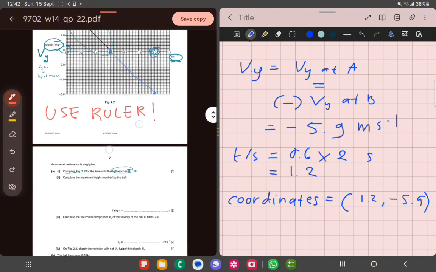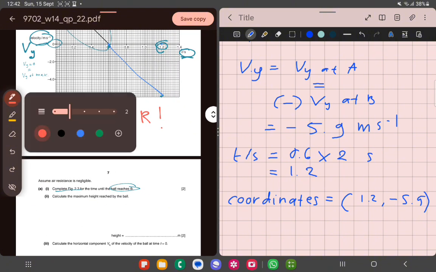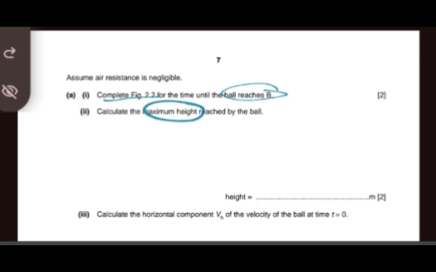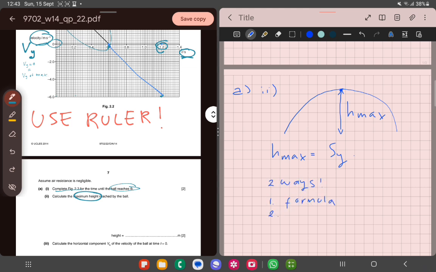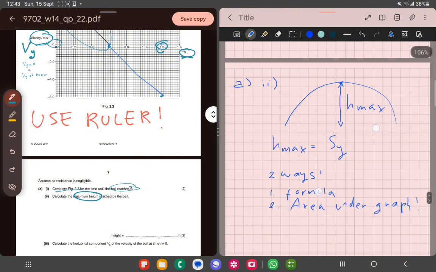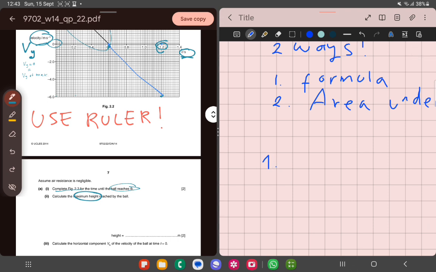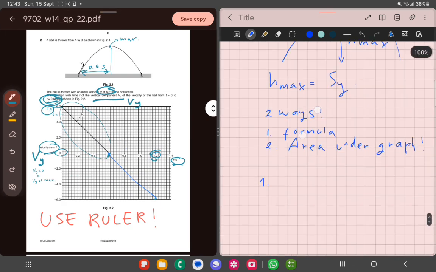Now, for the second question, we need to find the maximum height, meaning we need to find the displacement in the y direction, because we are asked to find the height. Now, there are two ways to find sy. The first one is the formula, and as we have been provided a graph, we can use the area under the graph. So first of all, I will review how to do it using the formula.